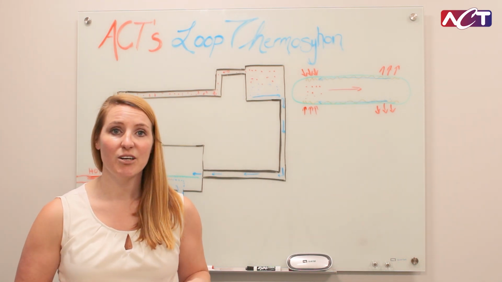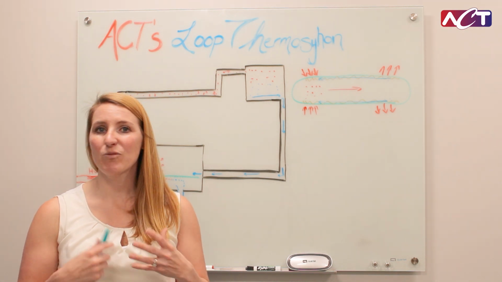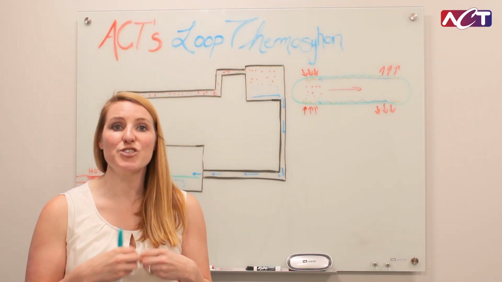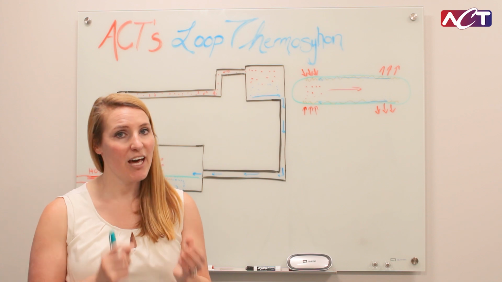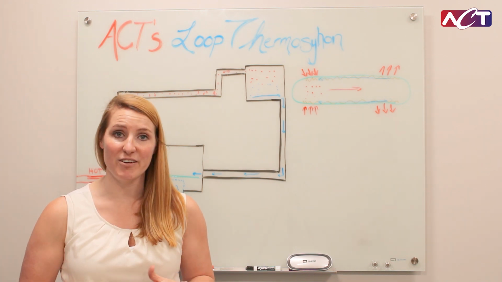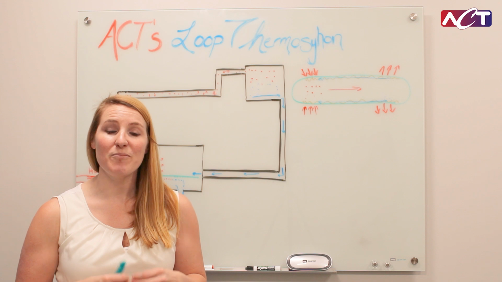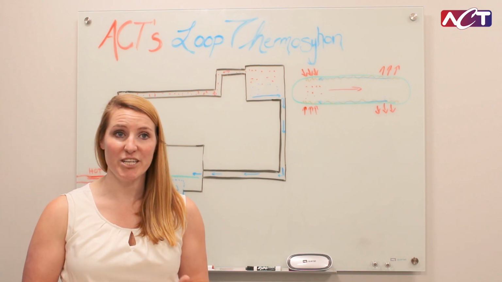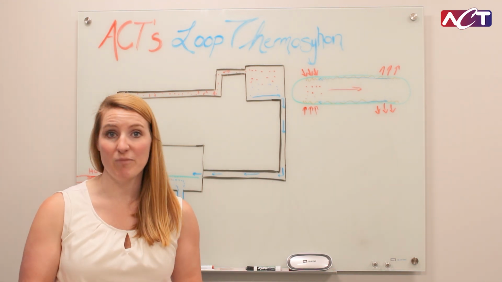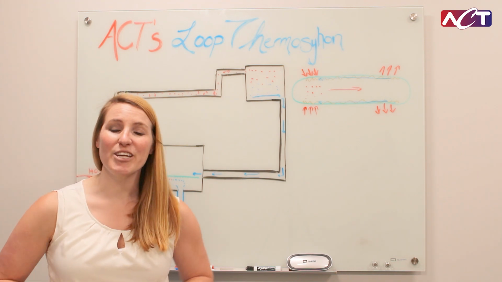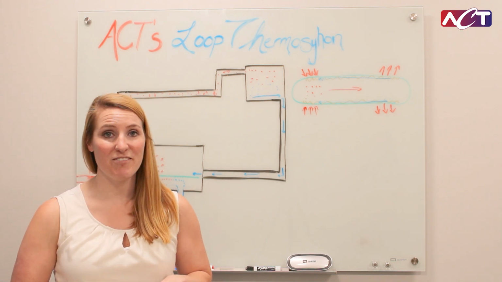due to friction? Well, we want to use something like oil to reduce the amount of friction in general. However, the oil is still absorbing thermal energy. So in order to make the energy conversion more efficient, we need to remove that heat from the oil. To do that, we can use ACT's Loop Thermosyphon.